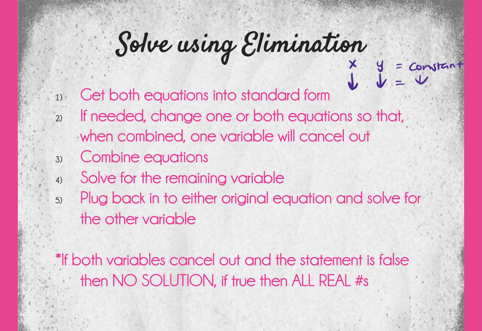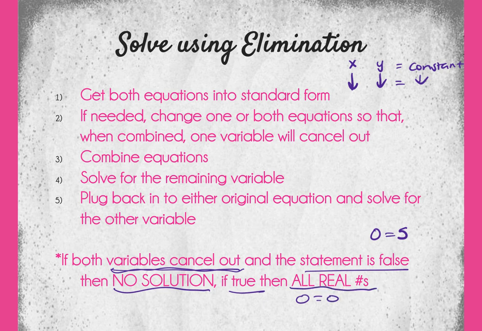There are two special cases in here. If both variables cancel out and the statement is false, meaning you get something that says 0 equals 5, obviously that's not a true statement, then the answer to that system is no solution. The other option is if all variables cancel out and the statement is true, something like 0 equals 0. And that answer would be all real numbers, because any combination of x's and y's would work in that system.